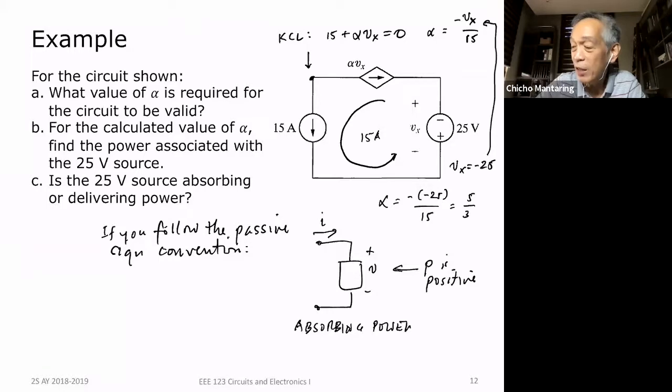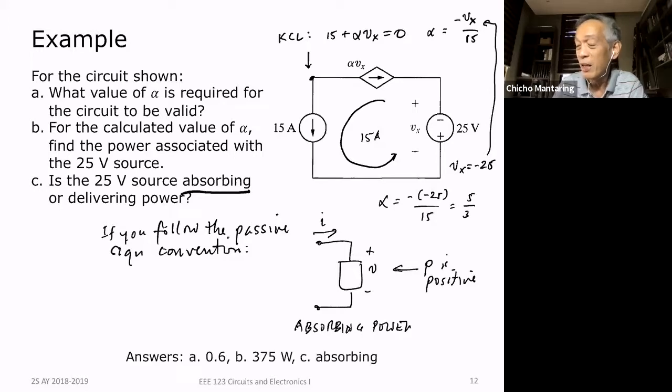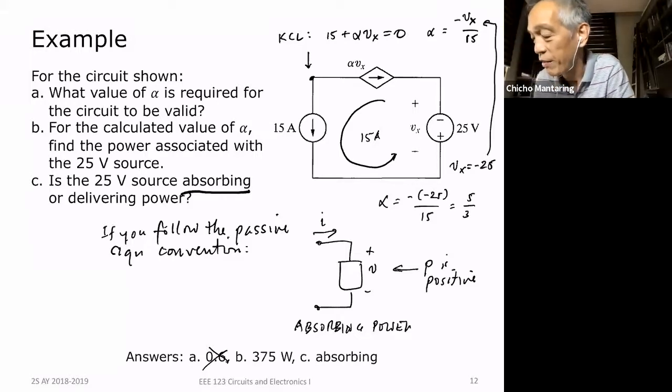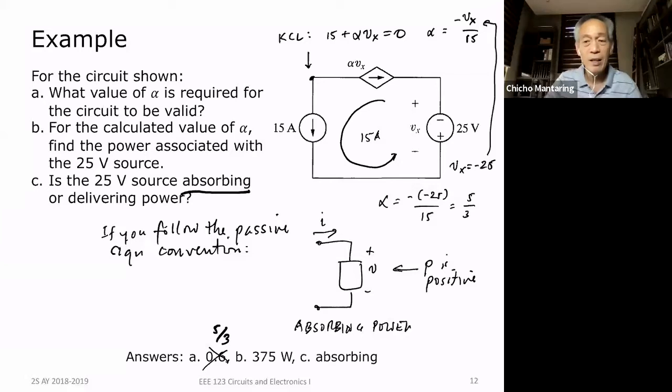In this particular case, itong 25 volt source is absorbing power. Right? So P should be positive. Okay? P should be positive. So mali yung negative, ha? P should be positive. So sinabi ko na, it is absorbing power. So the answer is 5/3, no? Mali ito. It's not 0.6. It's 5/3. Yeah. This is 5/3. Mali yung notes, huh? Sorry. That has to be corrected. And then that's 375 watts, and then it is absorbing.